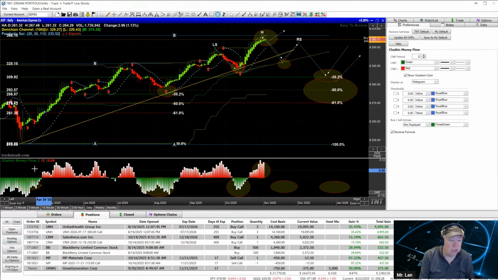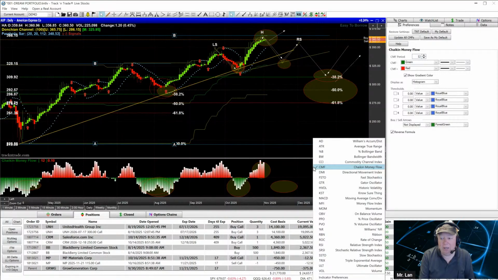Okay, this is called the Chaikin Money Flow. Now when it comes out of the box, it doesn't come out of the box like this. I have to set it up the way I want it. So you can see my settings on the CMF indicator. That's this indicator down here, and it's kind of telling you green, red. Its CMF period is 12. Show gradient colors, it's just kind of fun. I don't show the arrow, so I have it set to no display, and then reverse the formula. You've got to reverse the formula or else it'll put green up on top. You don't want green up on top, because that would be telling you to buy high. You don't want to do that.